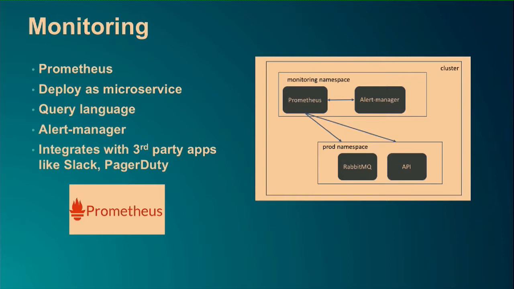Prometheus scrapes data from different pods and deployments, which may be running on different nodes. And once it collects all this data, it runs its own calculations and calculates some metrics which we have predefined. And if any of those metrics cross a certain threshold, we get notified on Slack or PagerDuty.